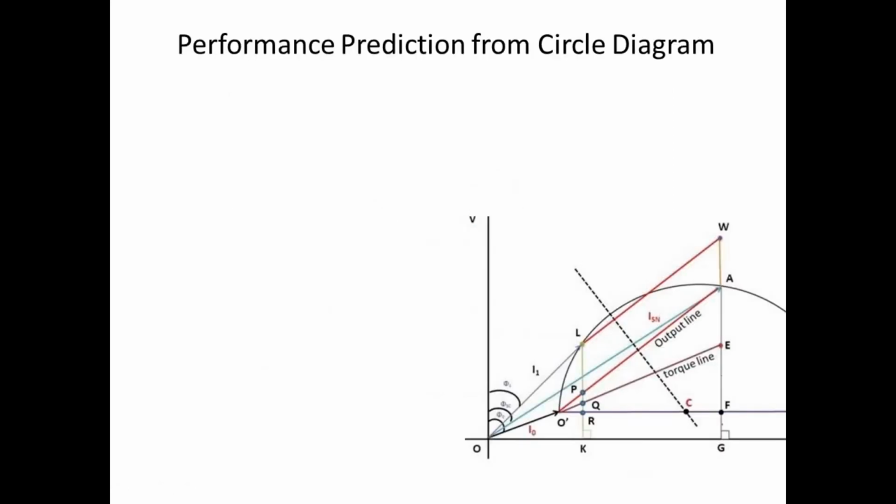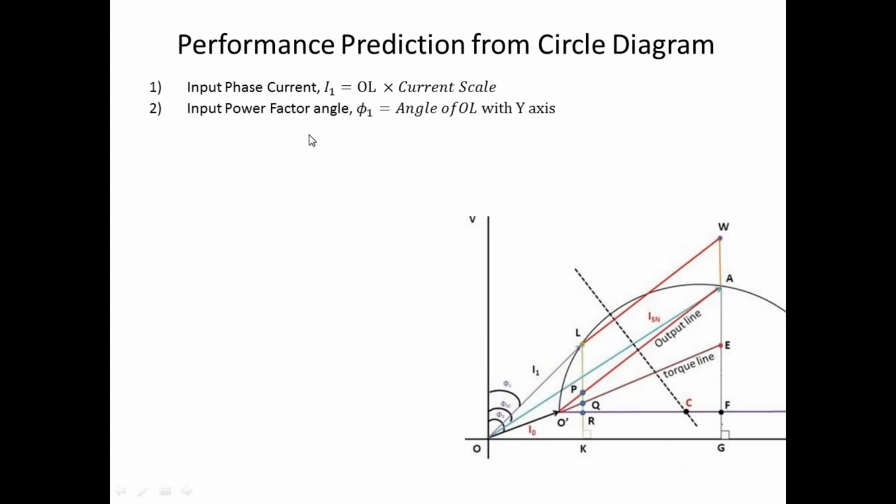Now we can analyze what are the results that can be predicted from the circle diagram. So first we can obviously say that we can measure the input phase current. This OL is the input phase current. So OL into current scale will give the input current, and input power factor can be obtained. This phase angle phi1 is the phase angle of I1. So we can measure this phi1, and cos phi1 will give the input power factor, and we can find the input power Pi.